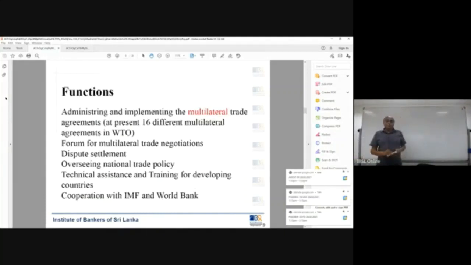Functions of the WTO: administering and implementing the multilateral trade agreements. At present, there are 16 different multilateral agreements in the WTO. Then they provide a forum for multilateral trade negotiations, then dispute settlement between the countries, then overseeing national trade policy.